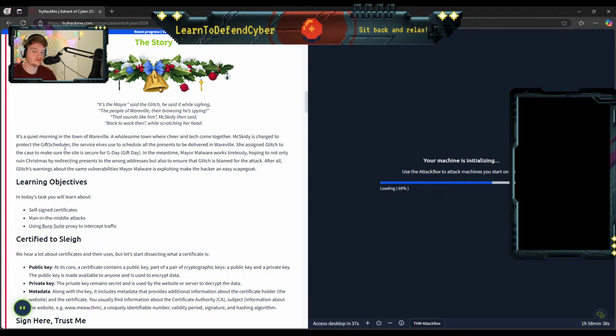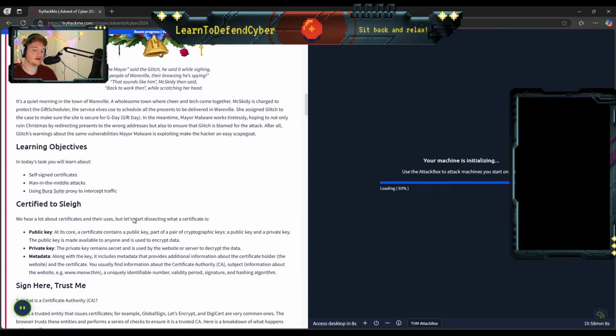McSkitty is charged to protect the gift scheduler, the service elves use to schedule all the presents to be delivered in Wareville. She assigns Glitch to the case to make sure it's secure for gift day. In the meantime, Mayor Malware is working tirelessly, hoping to ruin Christmas and redirect presents to the wrong addresses, but also to make sure that Glitch is blamed for it. As we've been following the story, we've seen that Glitch is getting blamed for everything when he's really just trying to fix everything.